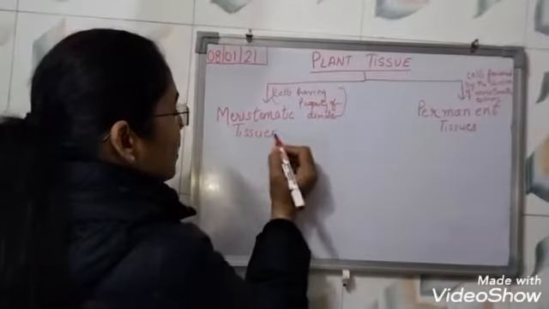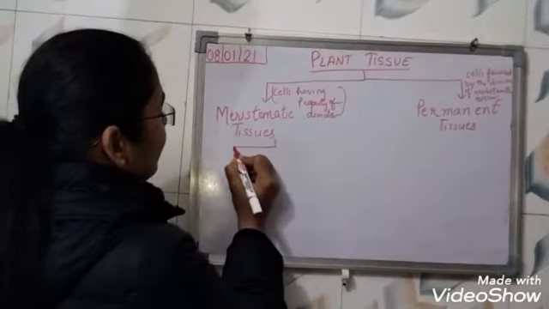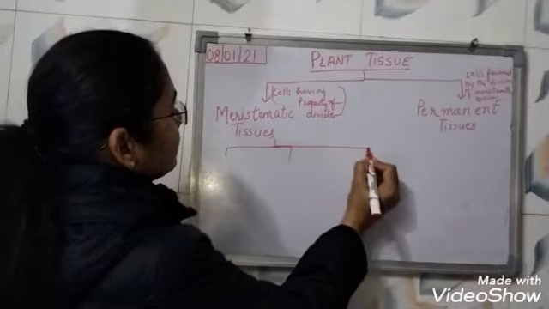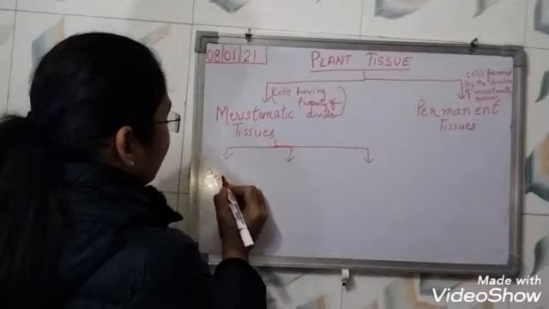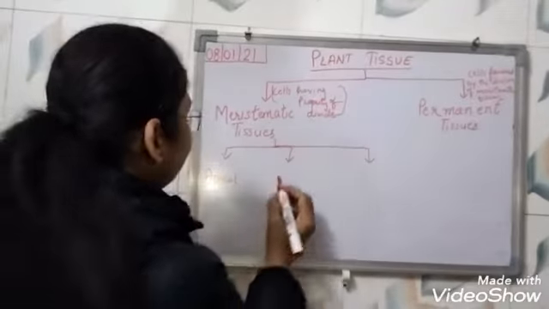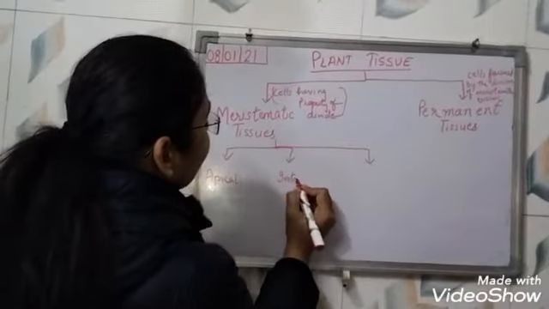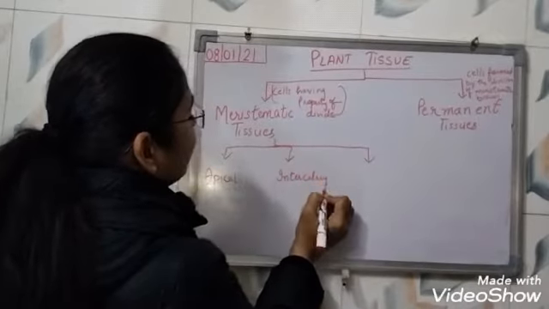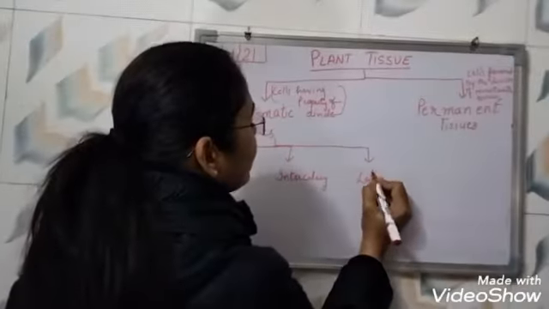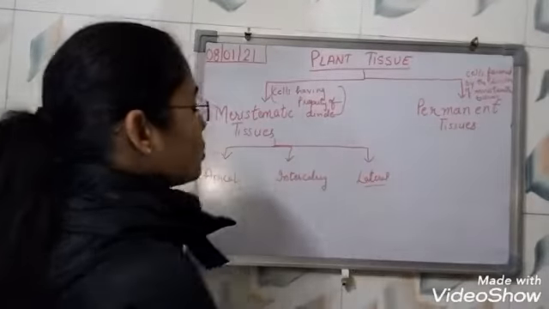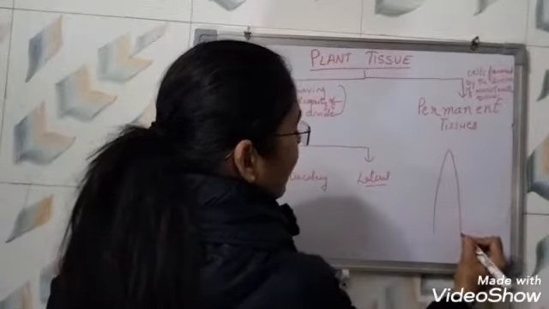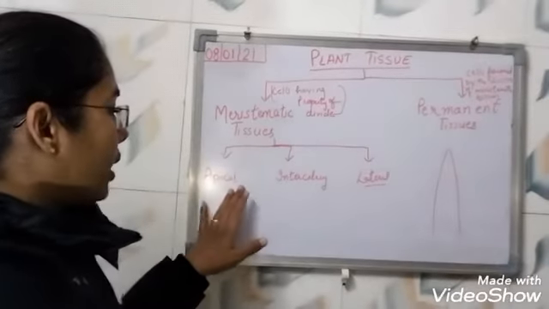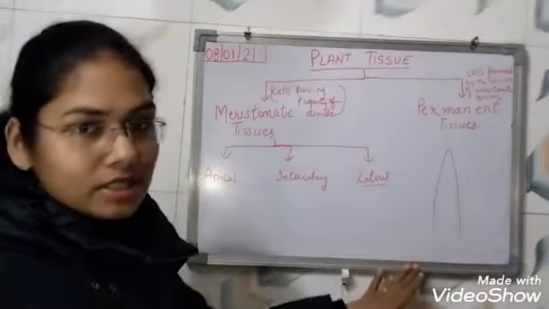So moving further, this meristematic tissue is divided into three parts, right? The very first is apical meristematic, then intercalary, and the third is lateral. So students, this apical meristem, in your book, it is drawn like this. So I'm telling you where the apical, intercalary and lateral is present in the plants.